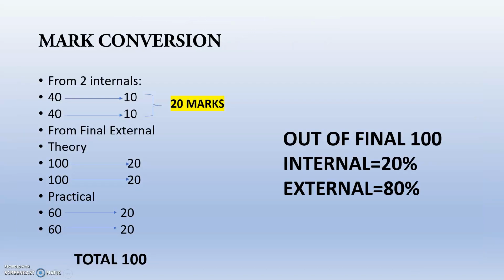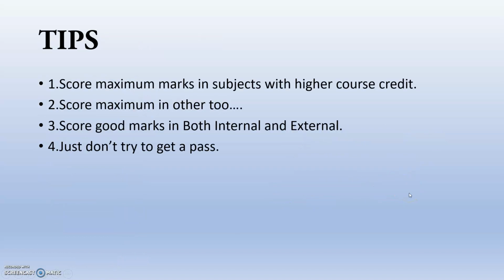Yeah. So there are two internals. I have told in the previous slide there are two internals. That is conducted out of 40 and 40. So that will be converted to 10 and 10. So 20 marks from the internal, 80 marks from the external. That makes the total 100. So out of the final 100, internal will have a 20% share, external will have an 80% share.